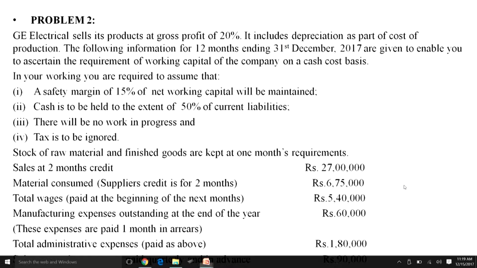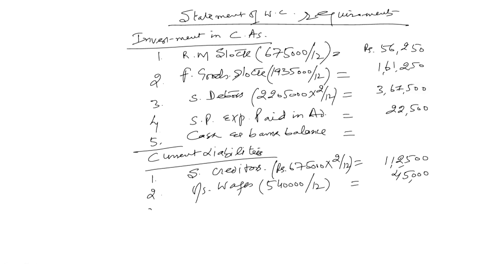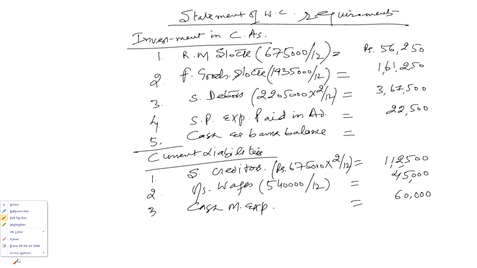Then we will talk about the manufacturing cost. If you look at the problem here, manufacturing expenses outstanding at the end of the year are 60,000, and these are paid 1 month in arrear. So these are the cash manufacturing expenses, which we can pay 1 month in arrear. The total amount was 720,000, so we are taking here 60,000, which is outstanding for a period of 1 month.